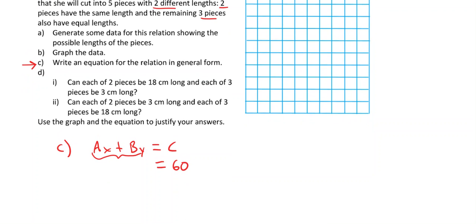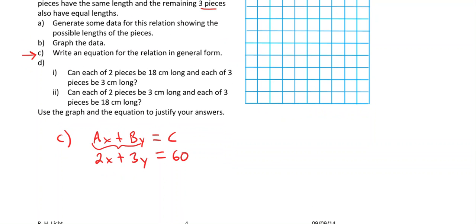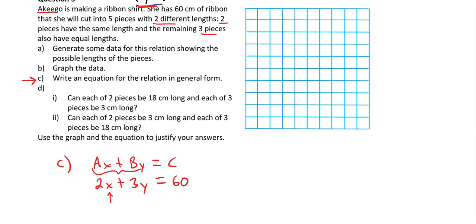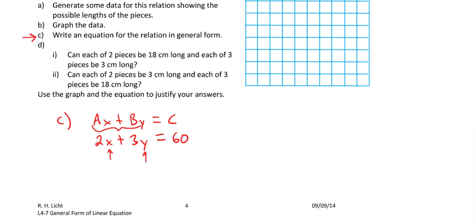Okay, so anybody have any idea for this first part? Yeah. I wrote 60 equals 2x plus 3y. 2x plus 3y. Perfect, right? Nice. And what does x represent in this case? Yeah, one of the lengths, right? Because they're 2 different lengths. And y would represent the other length, right? So there we go. There is my equation.